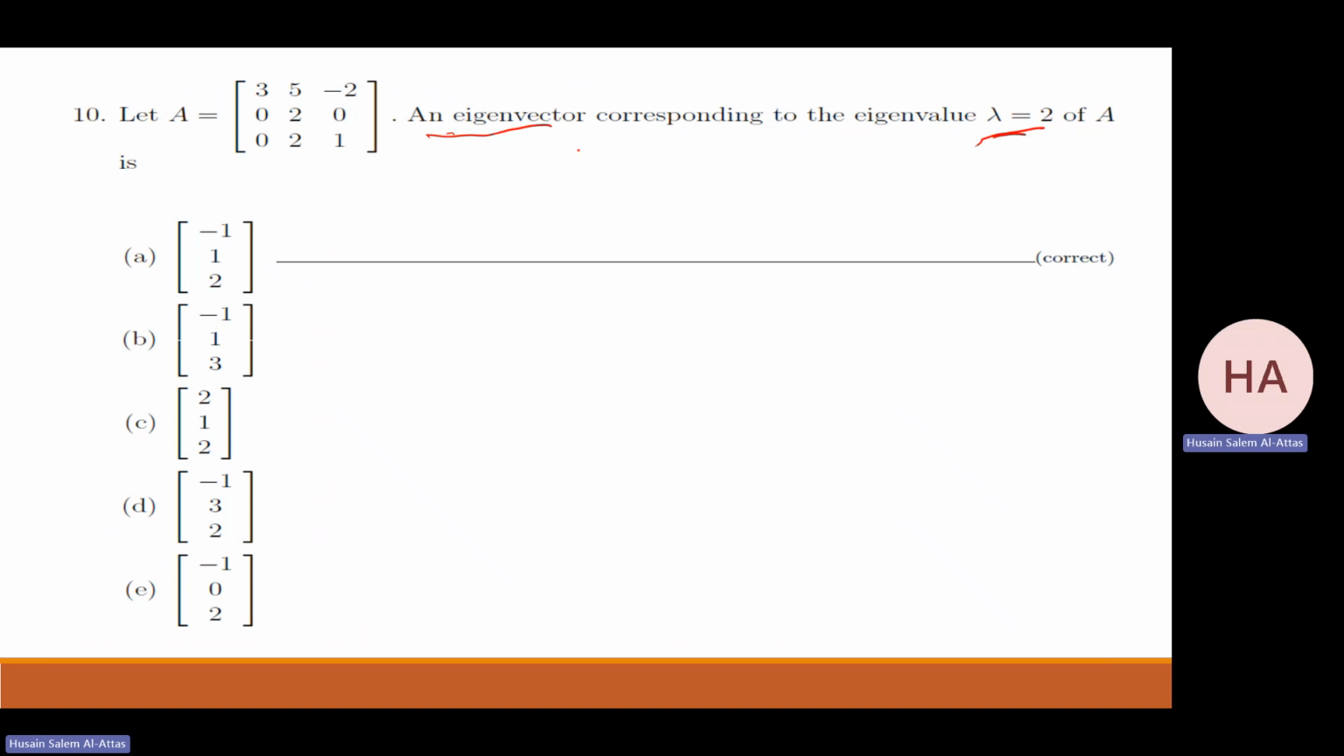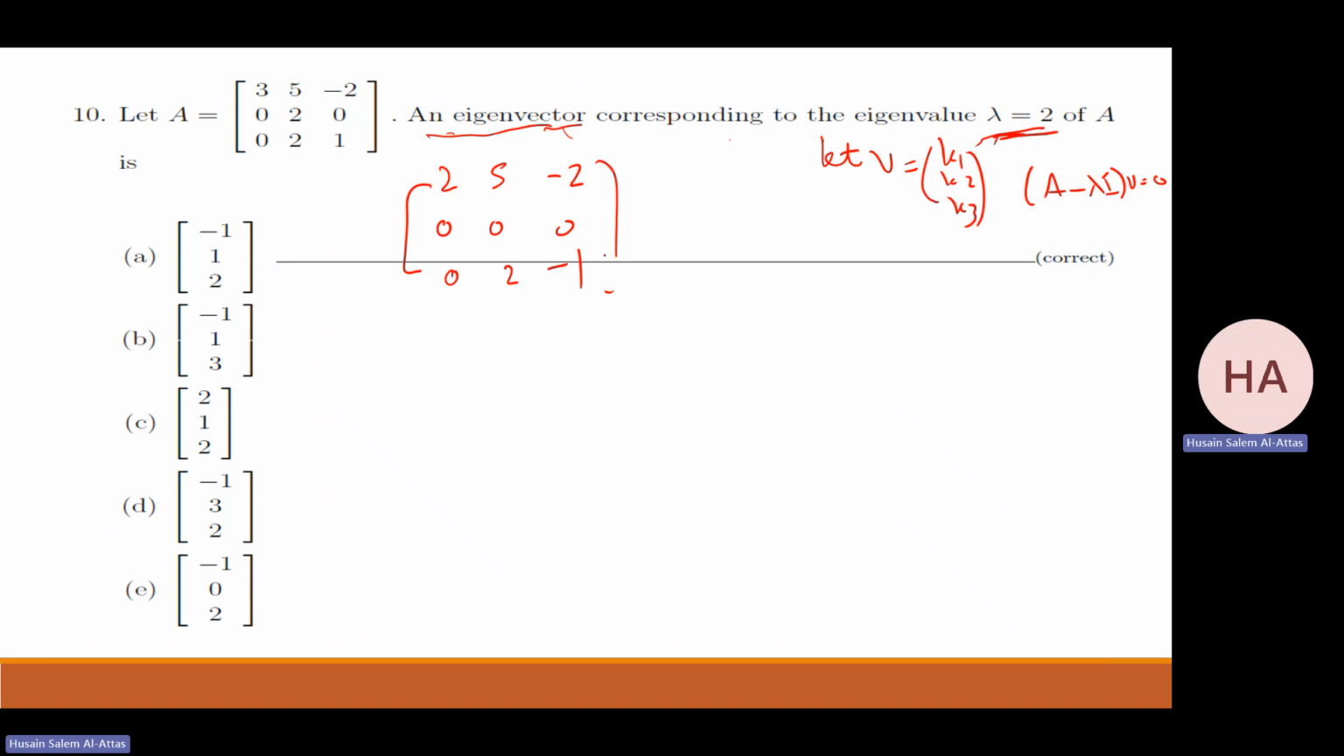So let me check. This one, A, he said he wants an eigenvector only corresponding to lambda equal 2. I don't want the other ones. I will let V be K1, K2, K3. I need to solve the system A minus lambda I, V equals 0. Let us see what will happen. 3 minus 2 will be 1, 5 minus 2, 0, 0, 0, 2, minus 1. That makes it easier. I have K1, K2, K3 equal 0, 0, 0. I subtract 2 from the diagonals. It's very clear, and the rest are the same.